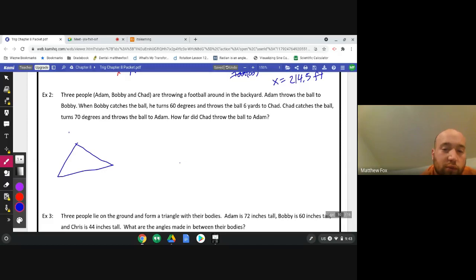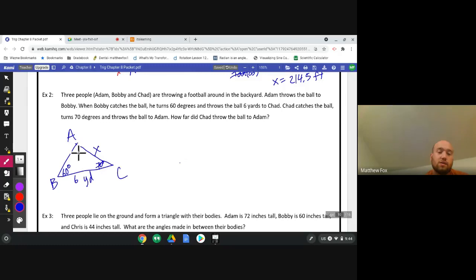Now, if there are 3 people, we have Adam, Bobby, and Chad. Okay, our 3 people. Now let's go through in order. It says Adam throws the ball to Bobby. So it comes from here to here. When Bobby catches the ball, he turns 60 degrees. So right here, this angle will be 60 degrees. And then he throws the ball 6 yards to Chad. Chad catches the ball and turns 70 degrees. So that goes in here. And how far did he throw it back to Adam then? So that's our x.